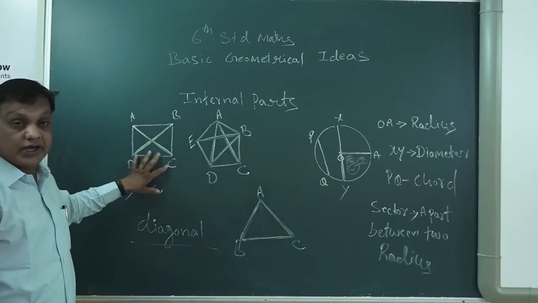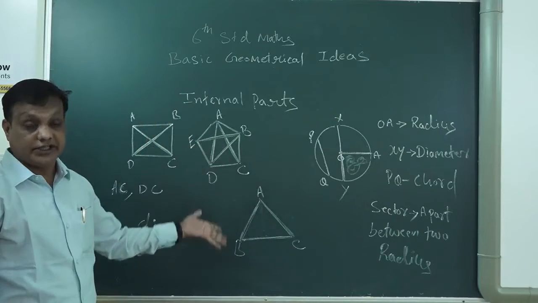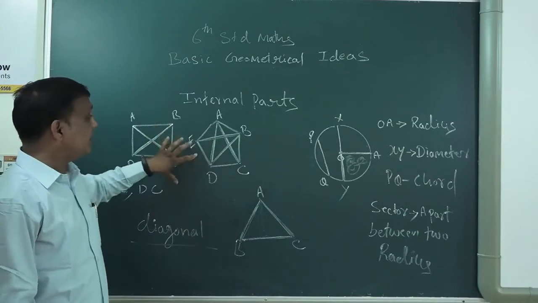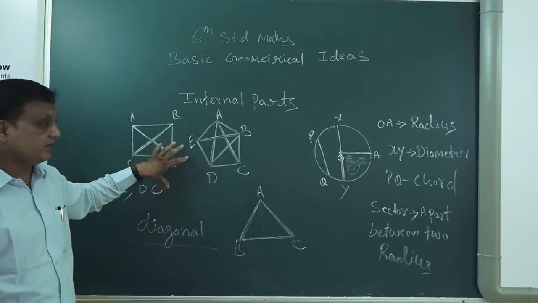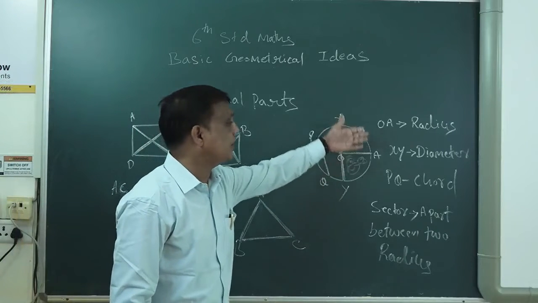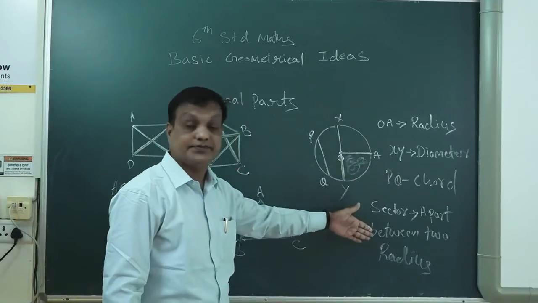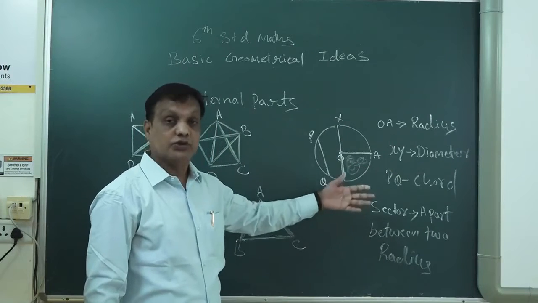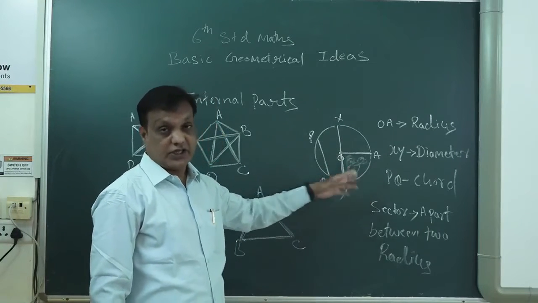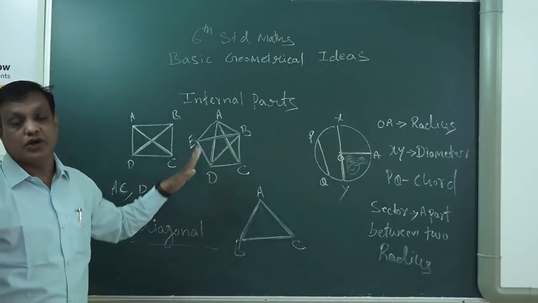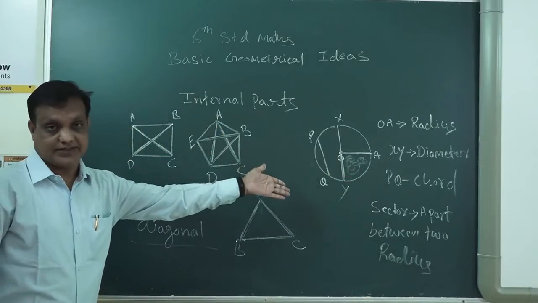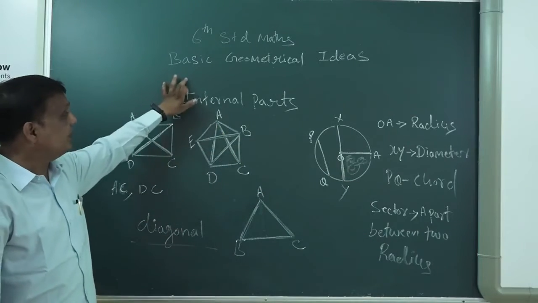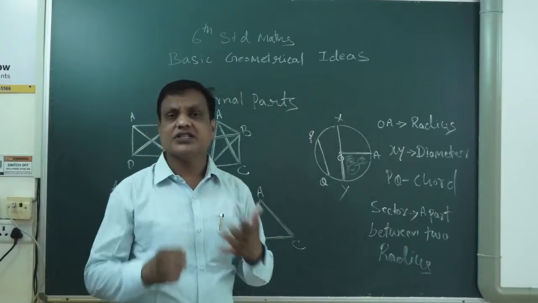In a square there is a diagonal. In a pentagon there is a diagonal. In a hexagon there is a diagonal. So the internal parts of these figures are what? Diagonals. And the internal parts of the circle are what? Radius, diameter, chord, sector. There are 2-3 more that we will see afterwards. Now this was the internal parts of polygons and curves. Curve means circle. This is what we learn today: basic geometrical ideas. Some more part is there.